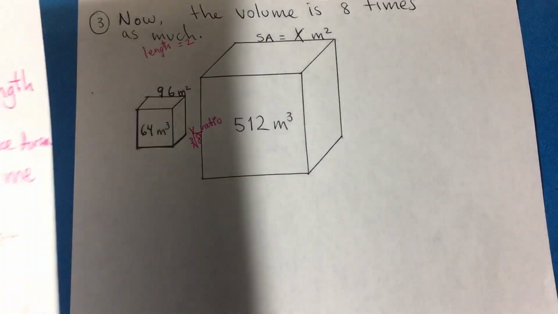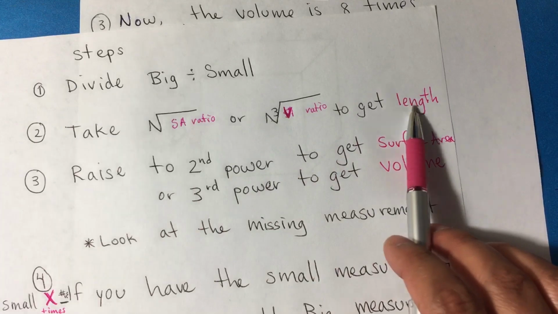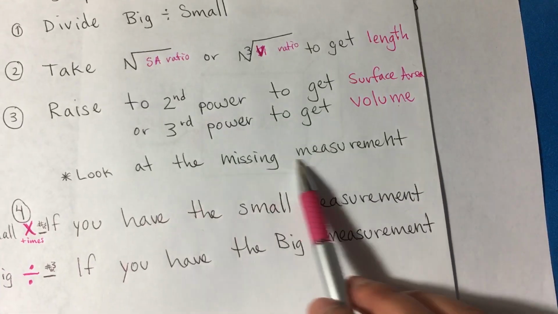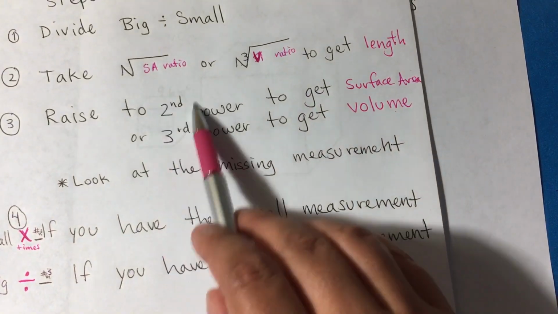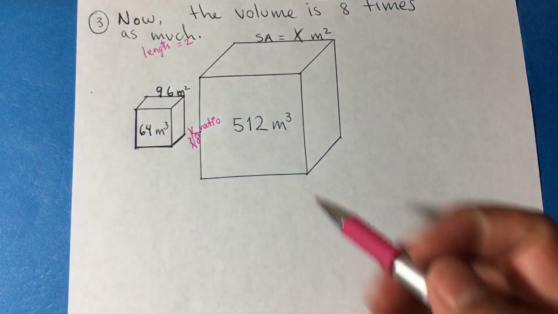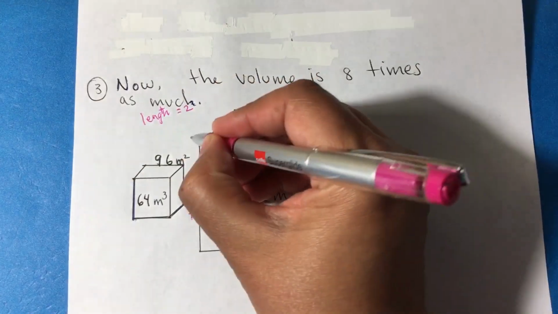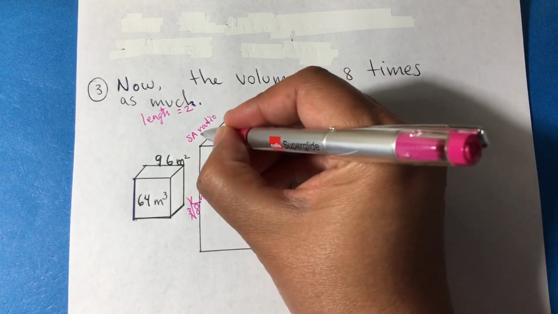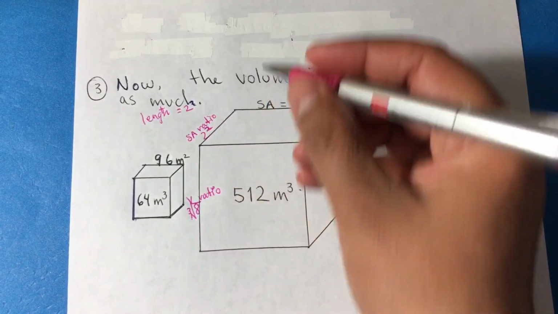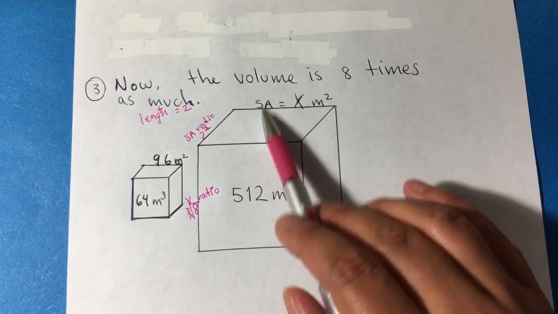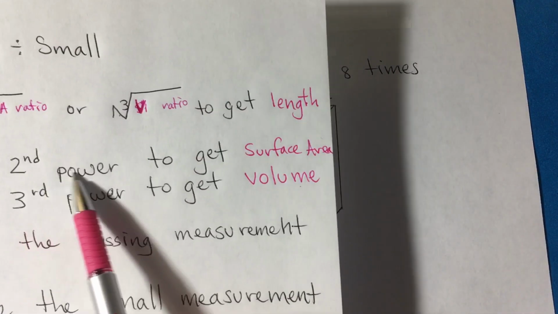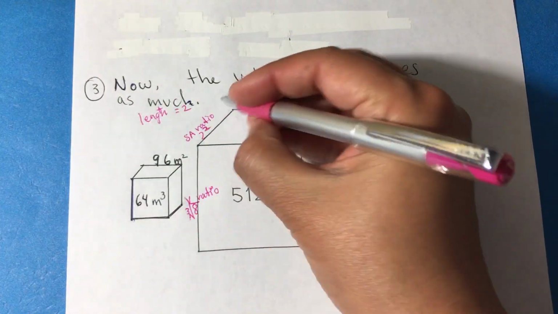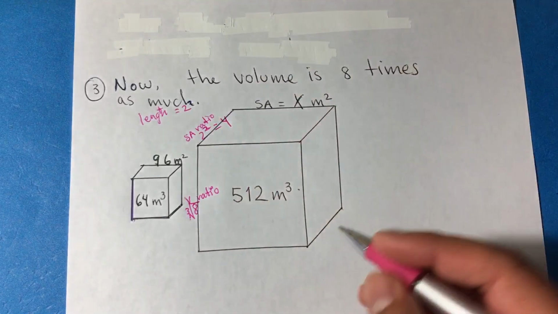After that, that gives us the length. Always the length. What are we looking for? Surface. Look at what we're missing. We're looking for surface, so we're going to raise to the second power. So 2 to the second power will give us the surface area ratio, which is 2 squared. If we're looking for surface area, then raise to the second power. And 2 squared is 2 times 2, which is 4.